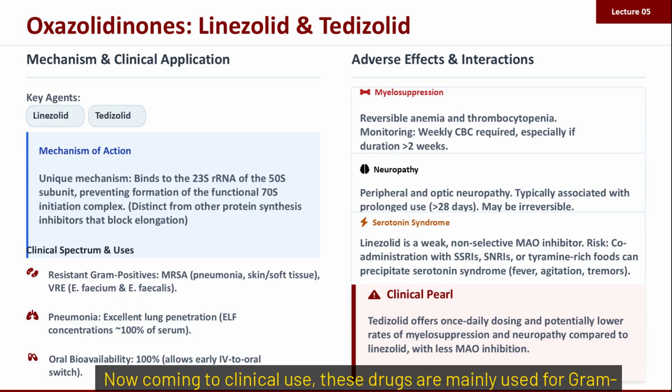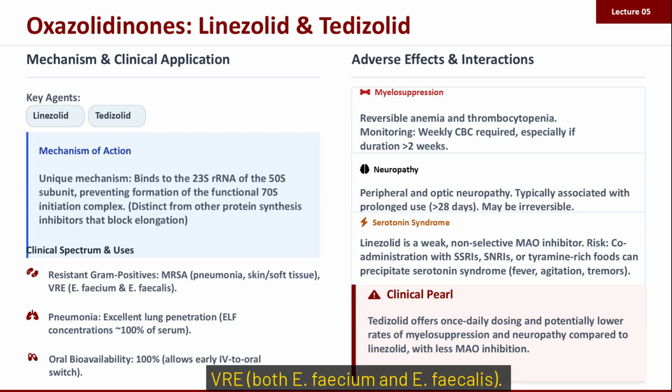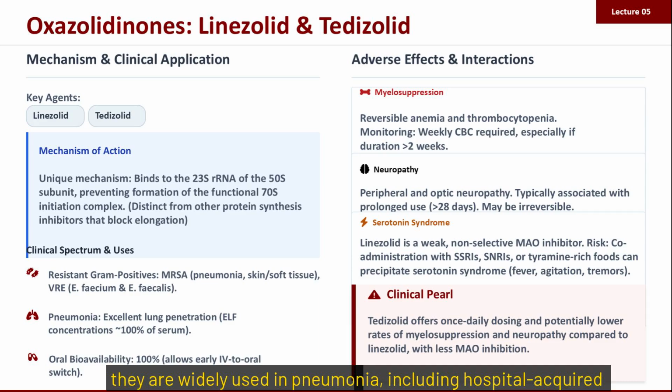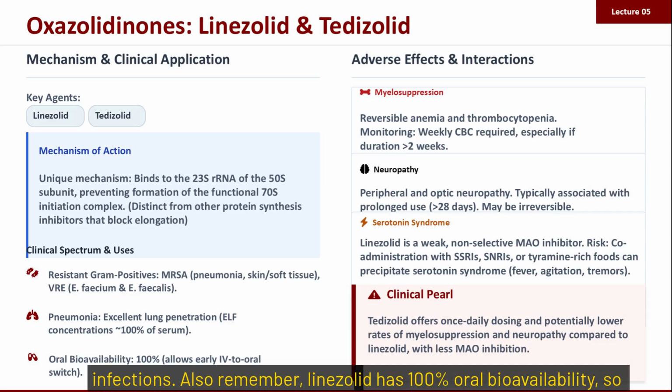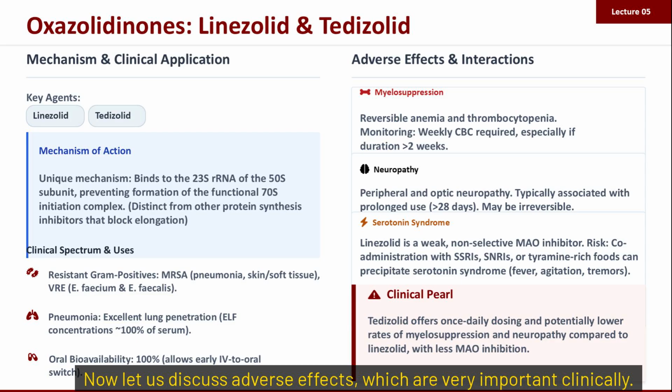Now coming to clinical use, these drugs are mainly used for gram-positive resistant organisms. They are very effective against MRSA and VRE, both E. faecium and E. faecalis. Another important advantage is their excellent lung penetration, so they are widely used in pneumonia, including hospital-acquired infections. Also remember, linezolid has 100% oral bioavailability, so we can easily switch from IV to oral without losing efficacy.